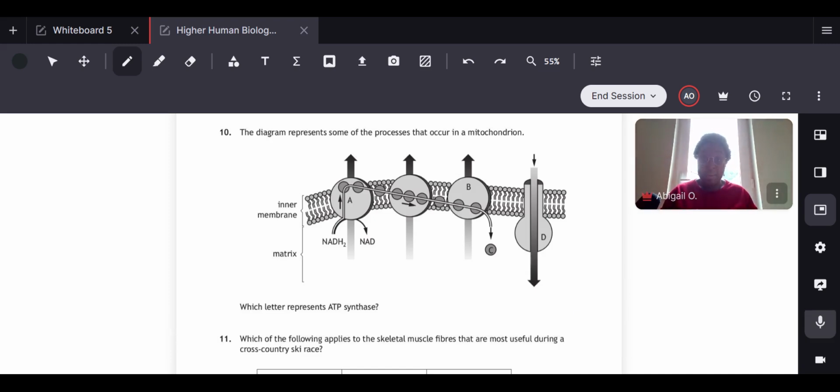Question number 10. The diagram represents some of the processes that occur in a mitochondrion. Which letter represents ATP synthase? So this is a question about the electron transport chain, and this is the end process of respiration that's going to produce our ATP for us.